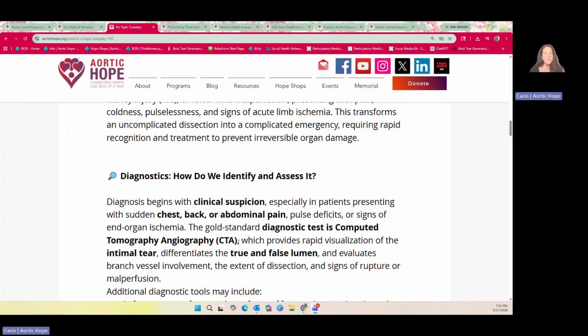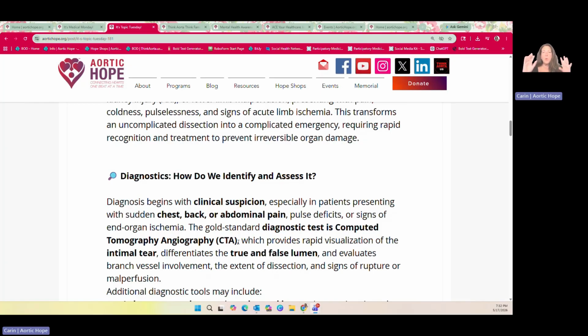So how do we identify it? How do we assess it? Diagnosis typically begins with a clinical suspicion, especially in a patient that might be presenting with sudden chest, back, or abdominal pain, pulse deficits, signs of end organ ischemia.